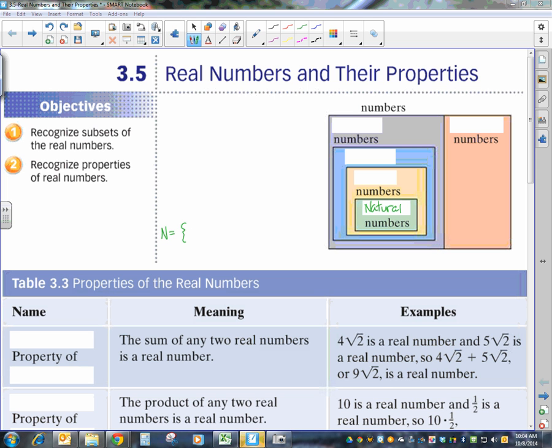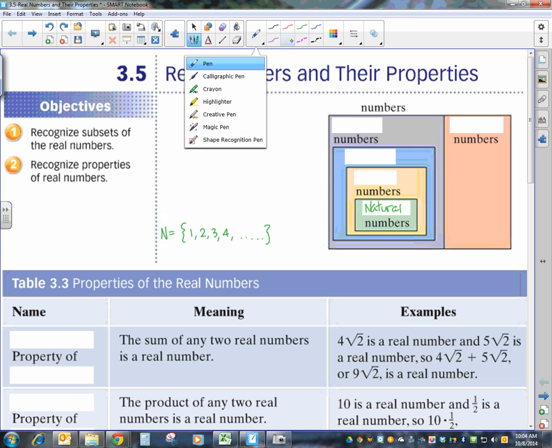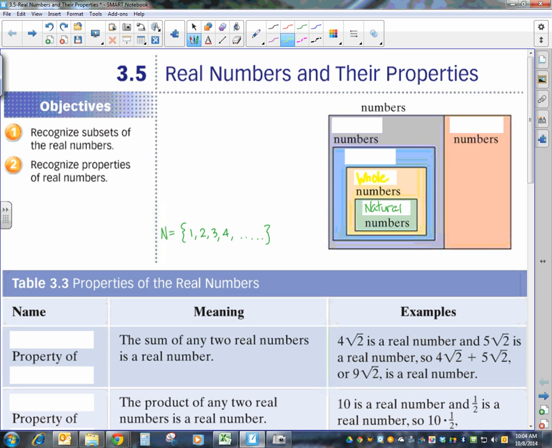Those are the numbers that you first learned to say when you were very young, 1, 2, 3, 4, as high as you could count. They're also referred to as the counting numbers. The next set of numbers that we have are the whole numbers. They are denoted with the letter W, and the difference between the whole numbers and the natural is that now it includes the number 0.